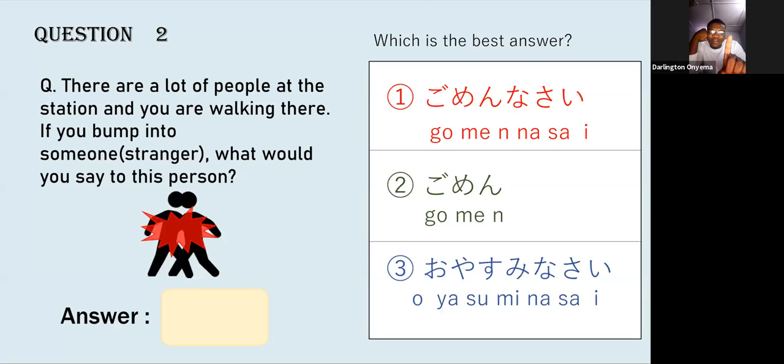Number one. Gomen nasai. That's number 1. Yeah, I also think number 1.